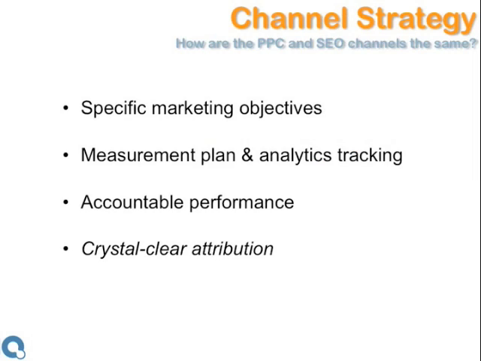Now, just to begin by looking at the channels side by side, let's begin with some of their similarities. What makes pay-per-click and SEO similar? They do rely on specific marketing objectives. There is always a need for a measurement plan and the analytics tracking to back that up. There is a need for accountable performance in order to really trace results back to some source. And there's crystal clear attribution, and by this I mean you can measure it with clicks or with conversions and really have a sense of what's happening in the background.